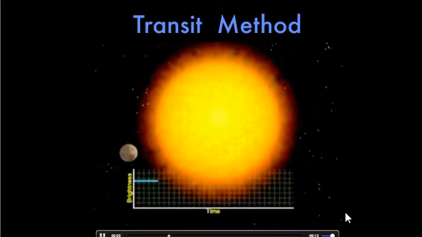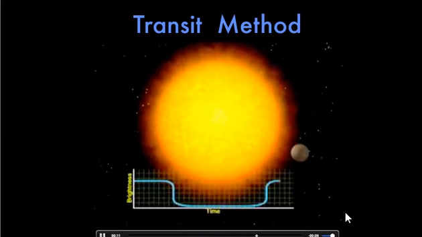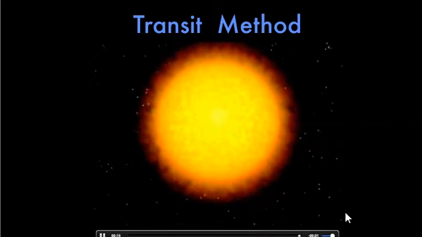So initially the star has a certain brightness. When the planet comes in front, it is blocking a little bit of light from the star. The brightness comes down and then again it comes back. So remember again here, we don't see the planet. This is only an animation.